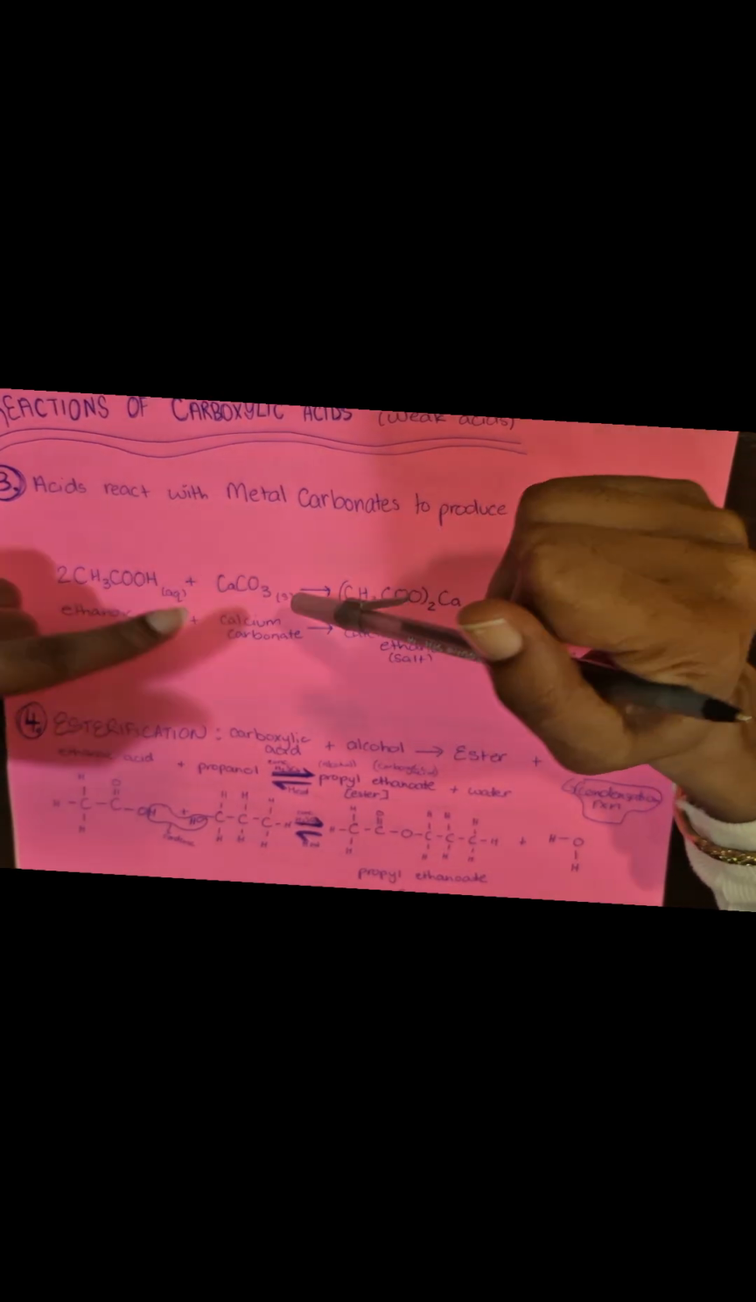So when ethanoic acid reacts with calcium carbonate, or you can use any metal carbonate, like sodium carbonate, just put a metal in front of carbonate. Once the acid is reacting with the metal carbonate, the metal is going to take the place of the hydrogen and make the salt. So we have calcium ethanoate, 2 hydrogens along with 1 oxygen from here is going to make the water, and what's left would be CO2, which is carbon dioxide gas.